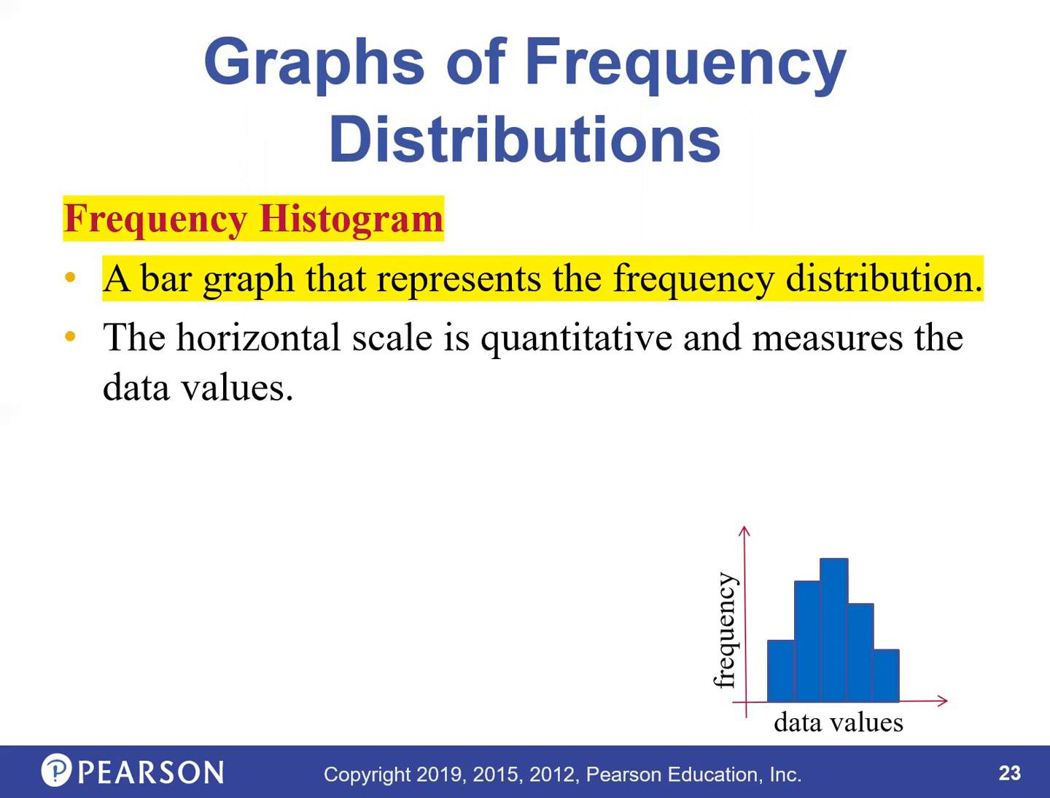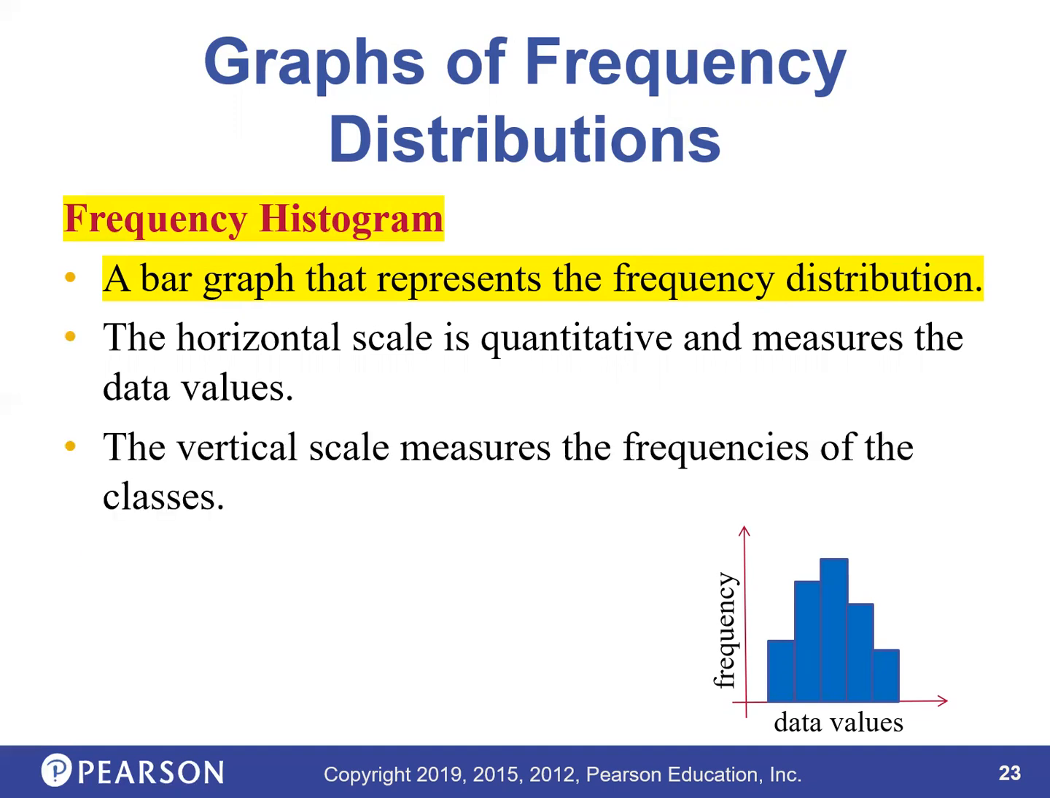So the horizontal scale is quantitative, measures the data values. So don't need to write that stuff down. We'll just get to it. The vertical scale is always the frequencies, and the consecutive bars have to be in order, and they touch each other. So whenever you have data, a number at the bottom, they always touch each other.